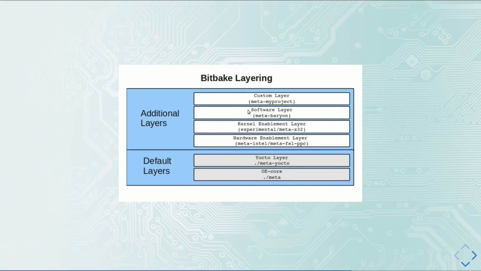Then you have a software layer where there are just recipes to compile software that you need in your image. We have as an example here meta-baryon, or you can think about Python. There is a meta layer called meta-python that actually has all the recipes to install Python and its modules on your image. And then in the end you have custom layers that are actually the meta layers that you can build for your specific model, adding recipes of any kind you want for that specific project.